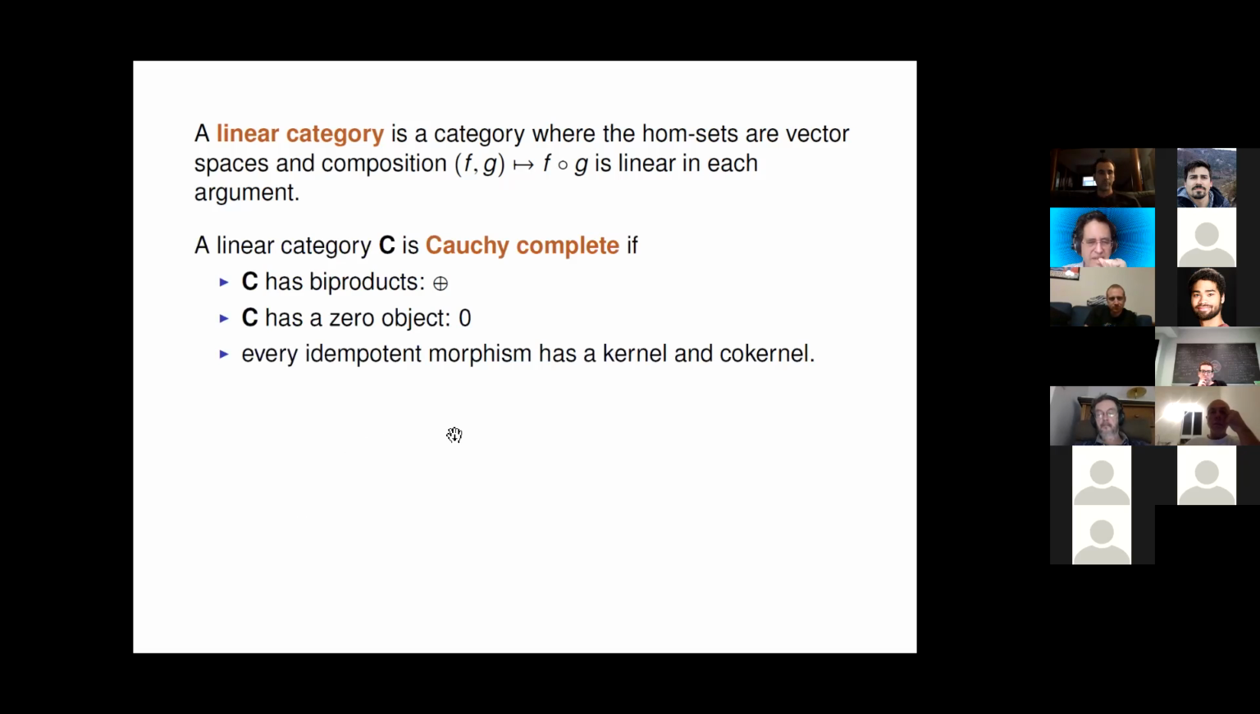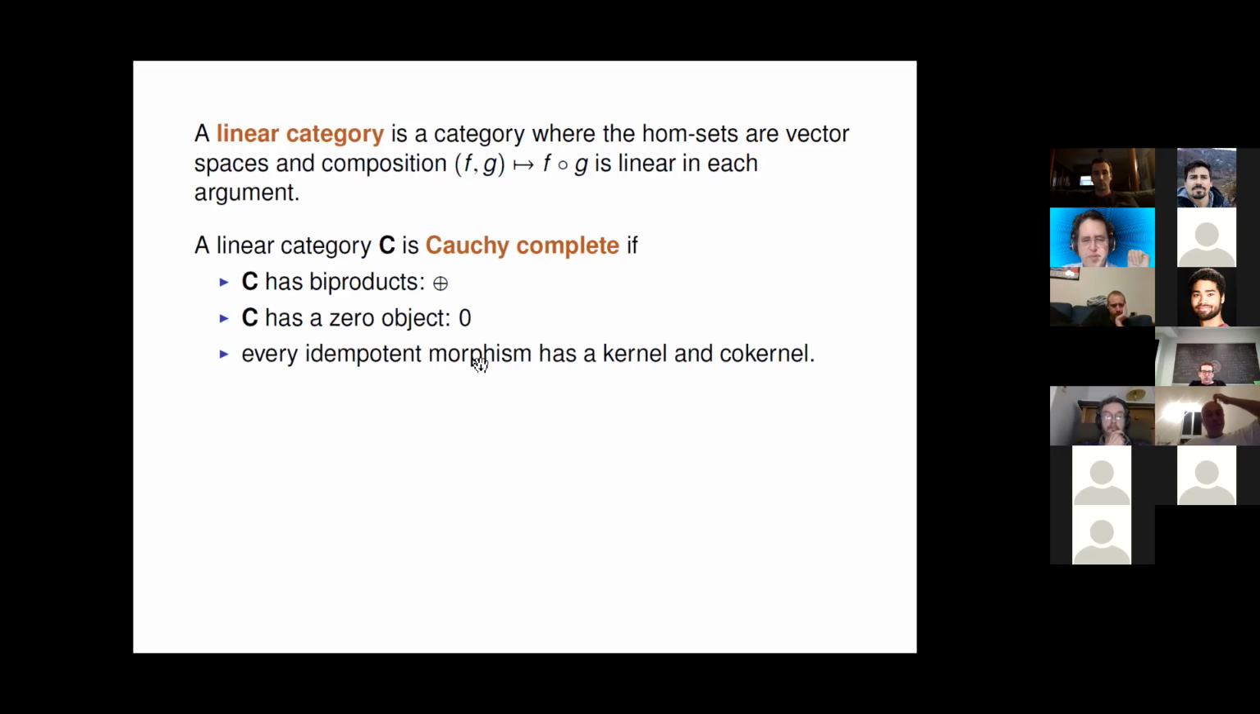And now I want to get the addition going in my 2-rig. So I'm going to look at what are called Cauchy complete linear categories. Those are ones that have nice direct sums, called biproducts technically, and a nice concept of a zero called a zero object.